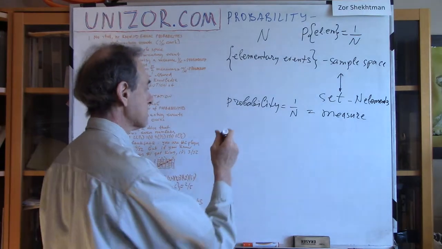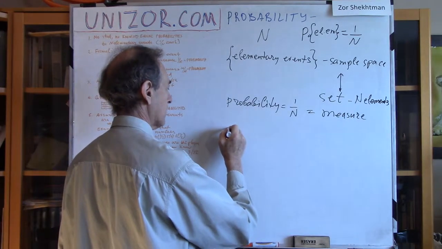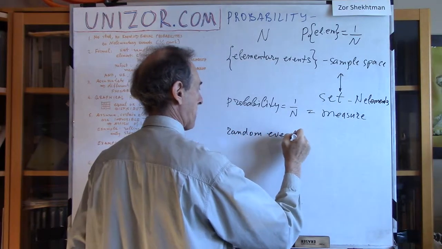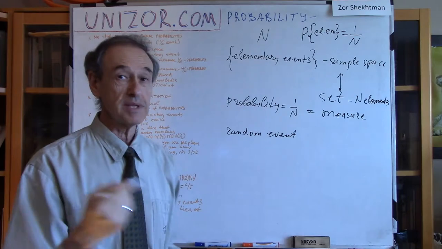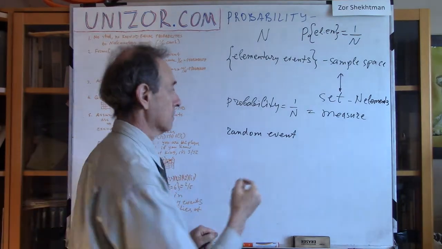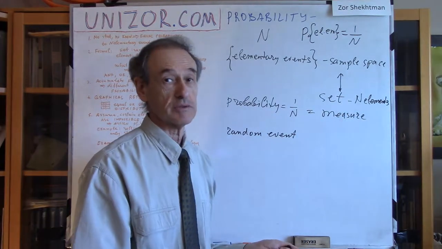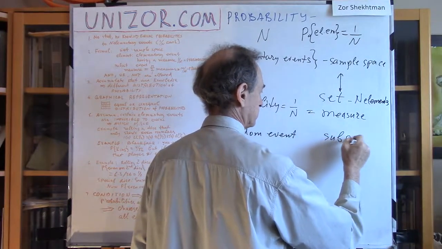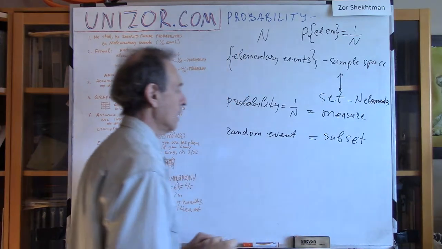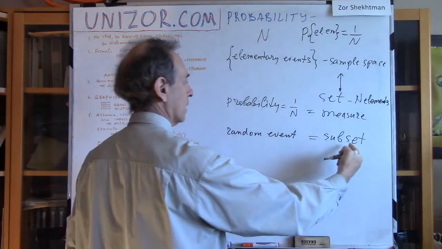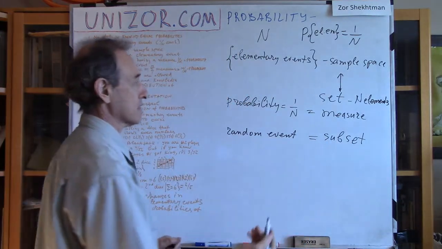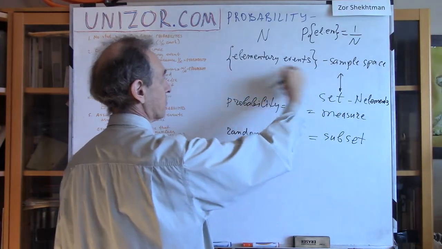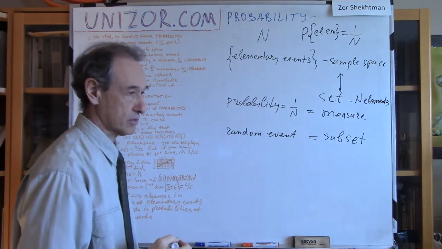We also consider every random event, which is basically a combination of elementary events. Well, what is a combination of different elements in the set? Is a subset, right? So any random event is treated as a subset of our set. Our set is basically an equivalent of the sample space, which is a set of all the elementary events.